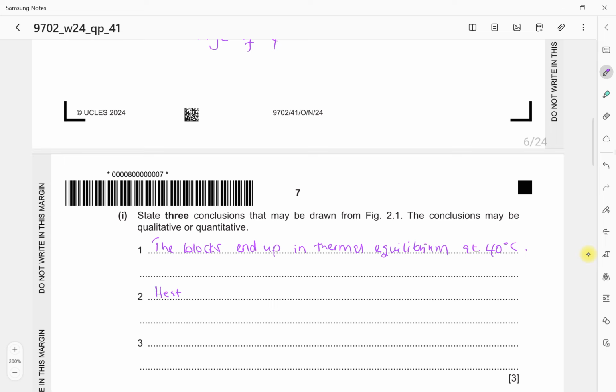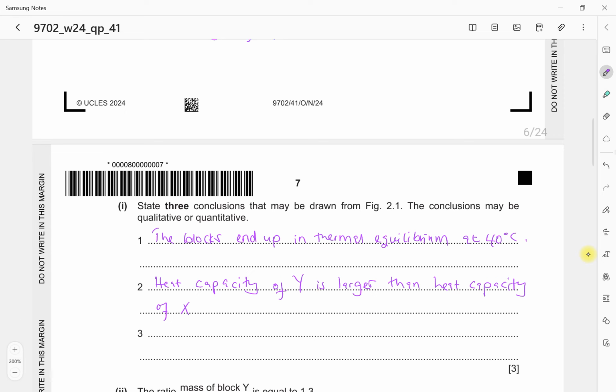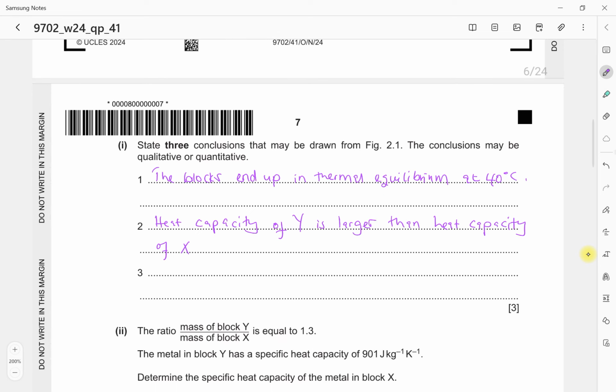Then I can also say heat capacity, that is the amount of heat required to raise the temperature of the whole substance. So heat capacity, not specific, but heat capacity of Y is larger, or is bigger than heat capacity of X. Then, of course, I talked about the graph does not indicate any thermal loss to the surrounding. So we can say heat loss to the surrounding is negligible, or we can say there is no heat loss to the surrounding.